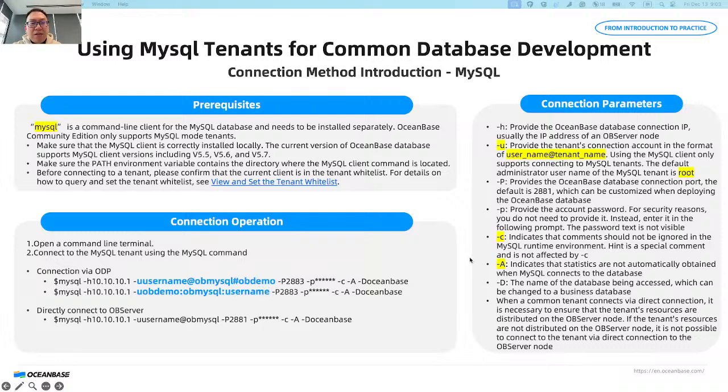There are also -c and -a parameters. -c indicates that comments should not be ignored in the MySQL runtime environment. Hint is a special comment and is not affected by -c. -a indicates that the statistics are not automatically obtained when MySQL connects to the database. We recommend the user to add the parameter -a.